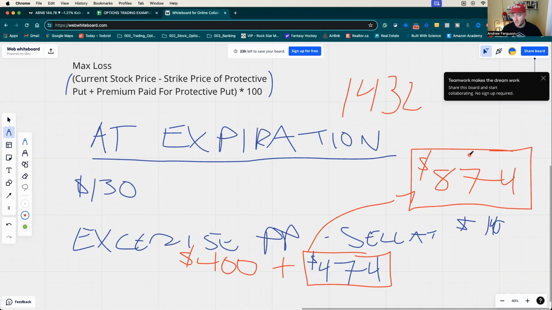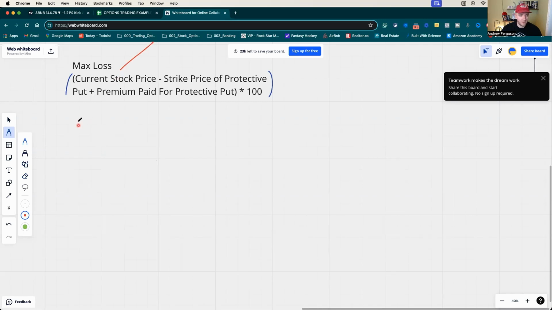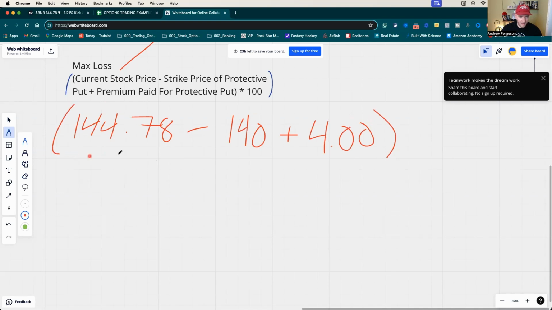Okay, so this is where the protective put really comes in handy if it is a downward move and you can kind of limit some of your loss in this example. The max loss calculation up here: current stock price 144.78 minus the strike price of the protective put 140 plus the premium paid for the protective put, which is $4 right there. We're going to put these in a nice bracket right there. If you do all that math together, it equals 878.